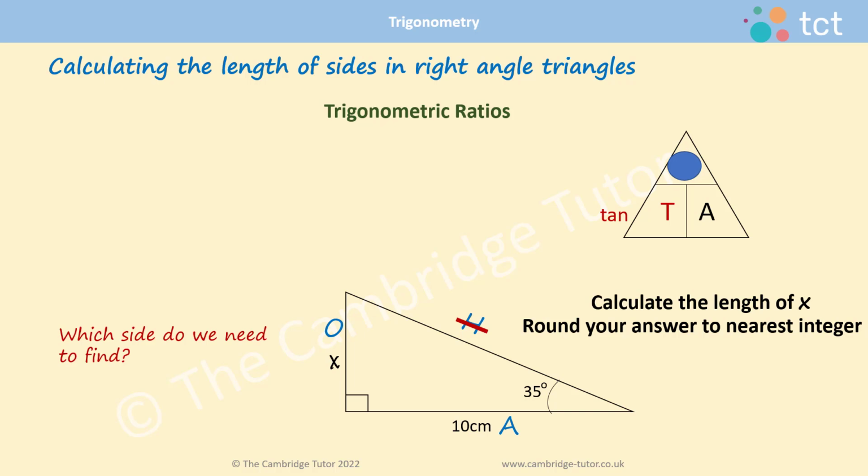In your calculator, you will type in the tan, it'll open a bracket, you'll put in 35 for the angle and close the bracket, and then you'll multiply it by the length of the adjacent, which is 10, and that will give you the length of the opposite side. In your calculator, you should have 7.002, etc. You've been asked to round it to the nearest integer, that's the nearest whole number. So the length of the opposite side is 7 centimetres.